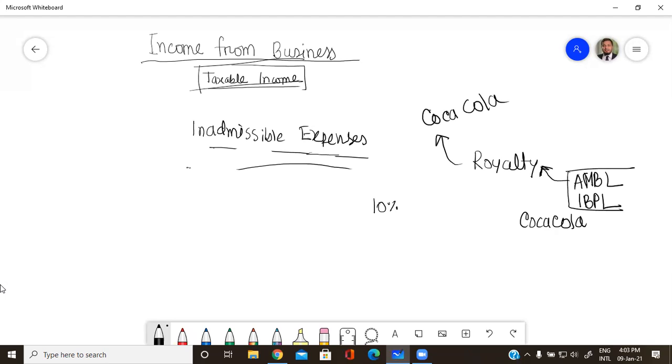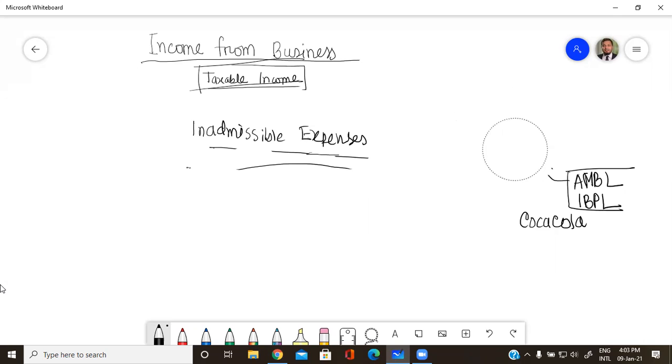So there is a restriction on how much of the royalty you can show in the tax return. For the first 3 years from the commencement of the business or profession, 10% of the disclosed net profit you can show as royalty payment. But for subsequent income years, the percentage goes down to 8%. Okay.